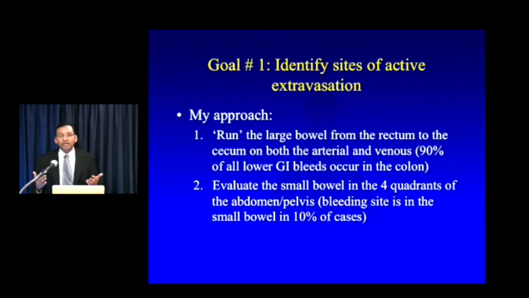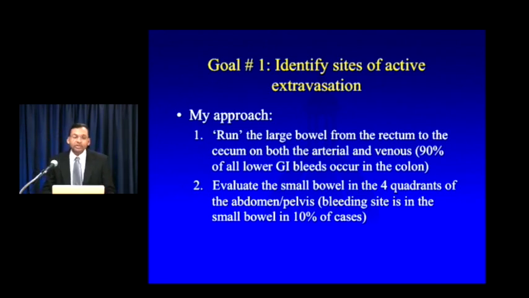I try to make sure that I haven't missed any portion of the bowel. Now, the large bowel is pretty easy. I always start with the large bowel since it accounts for about 90% of all lower GI bleeds, and I run the bowel from the rectum all the way to the cecum on both the arterial and the venous phase. And anytime there's an area of suspicion, I'm going to cross-reference with the other phase.